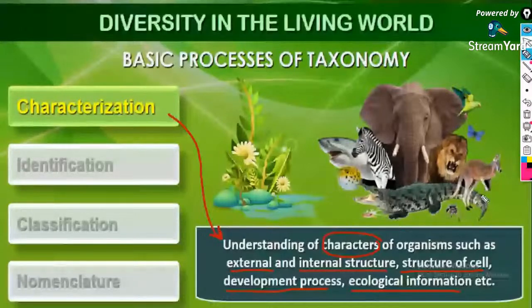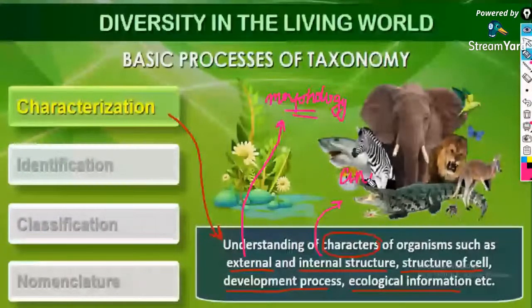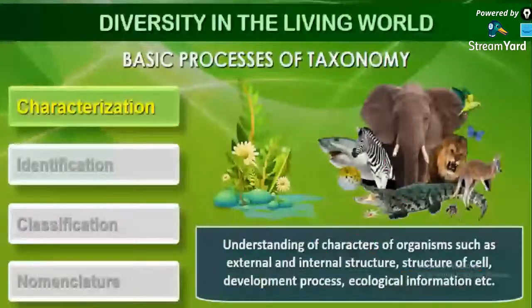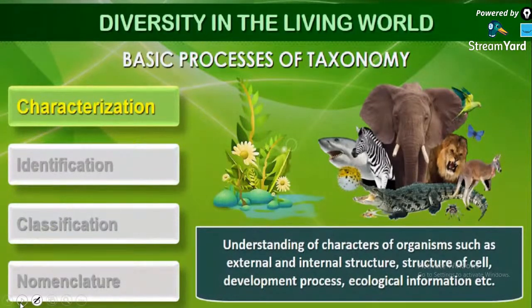What is the study of external characters known as? It is known as morphology. Study of external features is morphology, study of internal features is anatomy. You have the chapters morphology and anatomy. Human physiology is also there in the case of animals. I hope this is clear. So characterization is the basic process of understanding characters: morphological, anatomical, cell structure, developmental process, ecological information, and all these things. Second one is identification.